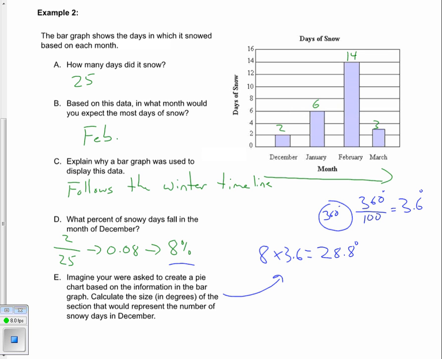So bar charts are really useful for both discrete and categorical data, and you can flip between them, between bar charts and pie graphs.